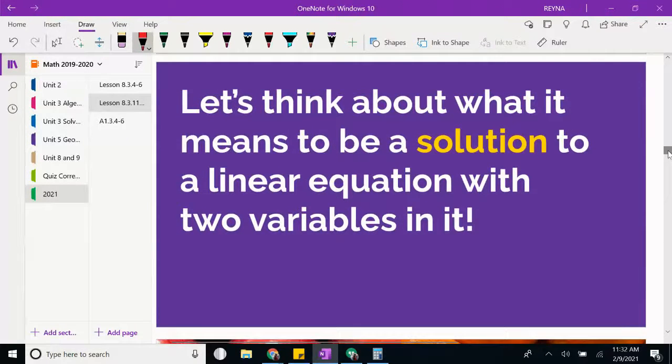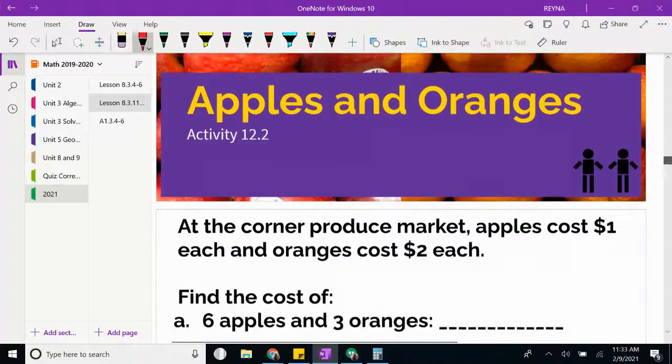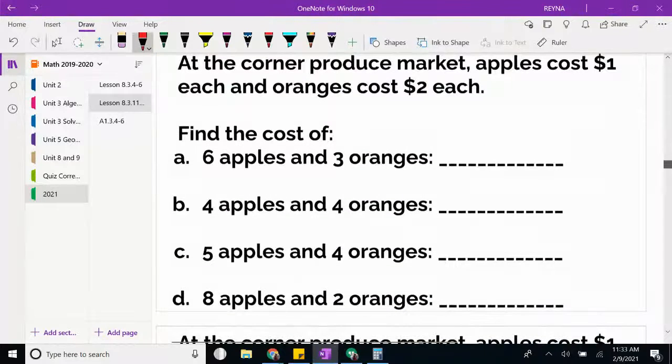Okay, our next idea are solutions. So a solution is anything that will make an equation true. So apples and oranges. At the corner produce market, apples cost $1 each and oranges cost $2 each. So how much does an apple cost? Good, $1. And how much does an orange cost? Good, $2.